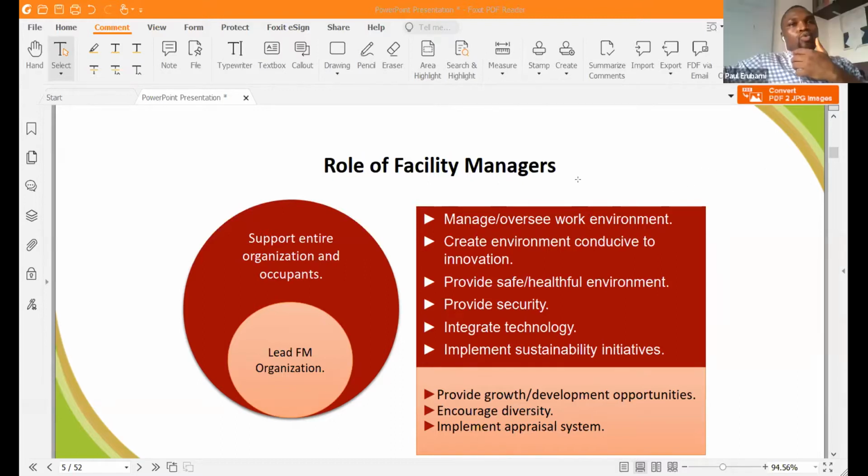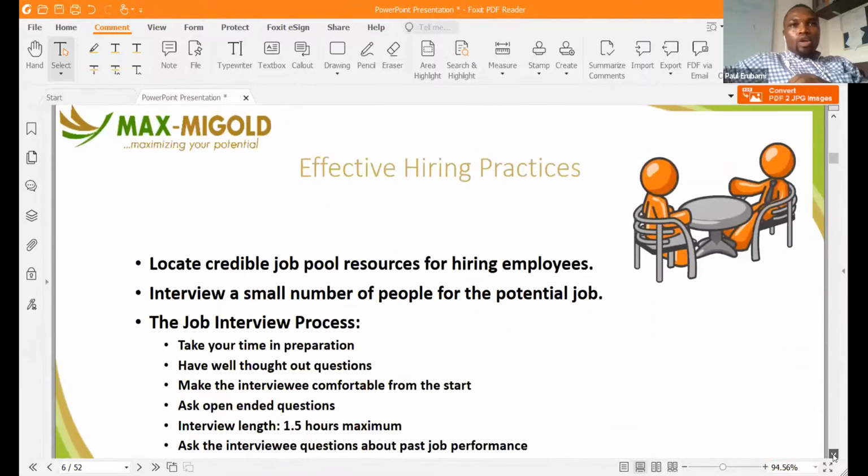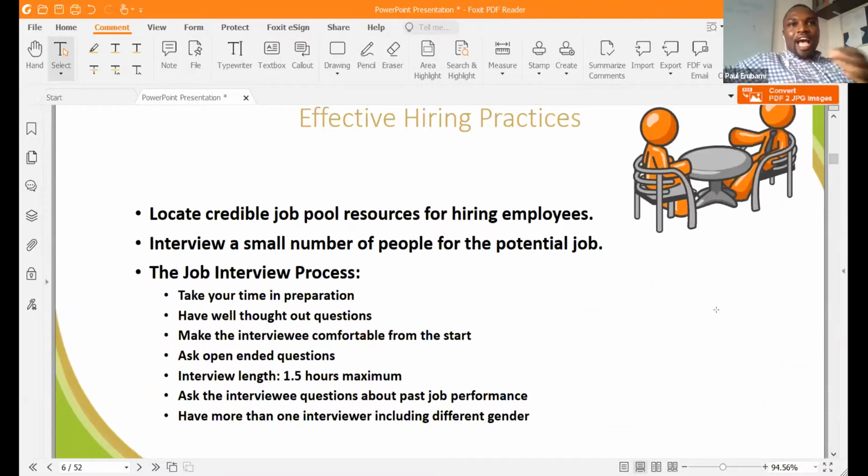So it's a way to come up with creative initiative to address any concerns as you go along. So moving forward, how do we practice an effective hiring system or hiring process? How do I ensure that my interview process, my hiring process is effective?